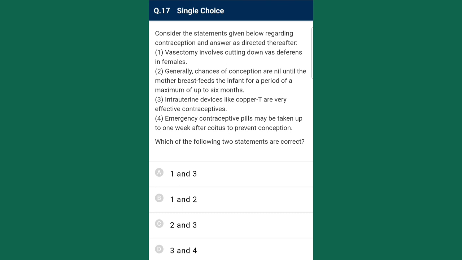IUDs increase phagocytosis of sperms within the uterus, and copper ions released suppress sperm motility. Administration of progestogen or progestogen-estrogen combinations or IUDs within 72 hours of coitus has been found to be very effective as emergency contraceptives, as they could be used to avoid possible pregnancy due to rape or casual unprotected intercourse. So the answer for this question is option C. From the given 4 statements, the second and third statements alone are correct.